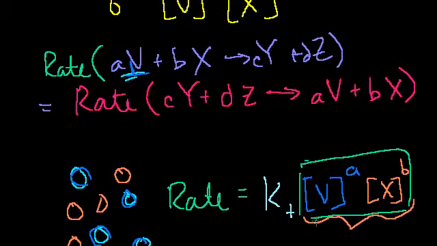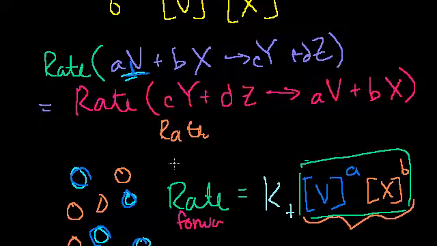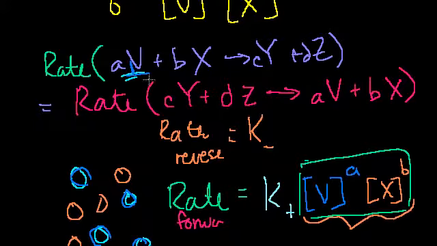So the rate forward is equal to the concentration of our V molecules to the A power times the concentration of our X molecules to the B power. Now, if we want to find the reverse rate, so this is the rate forward, if we want to find the rate of the reverse reaction, rate reverse, let's say that that's equal to some other constant. Let's call that K minus. Same exact logic holds.